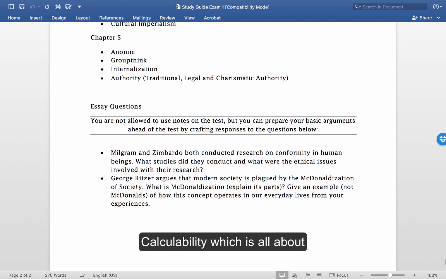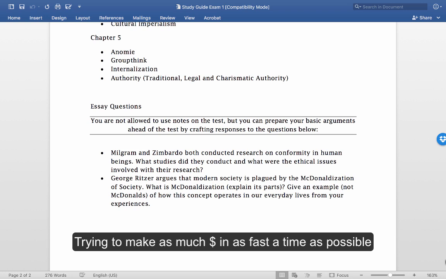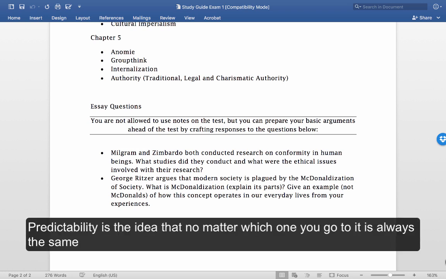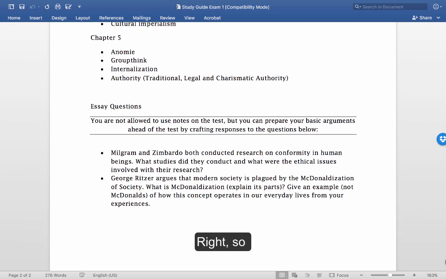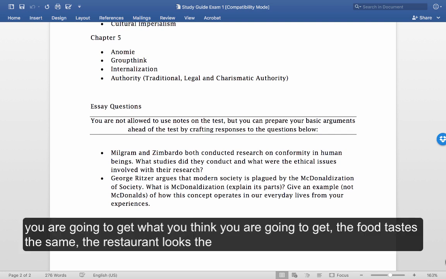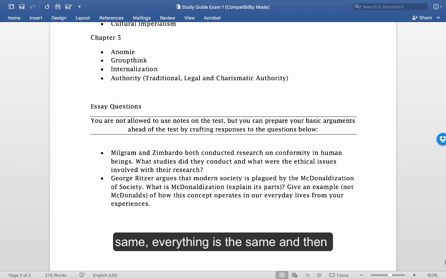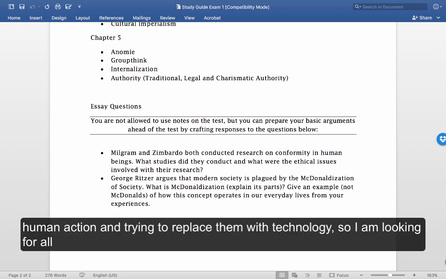Calculability, which is all about quantity over quality. Trying to make as much money in as fast a time as possible. Predictability is the idea that no matter which one you go to, it's always the same, right? So you're going to get what you think you're going to get. The food tastes the same. The restaurant looks the same. Everything's the same. And then the control aspect being limiting human action and trying to replace them with technology.